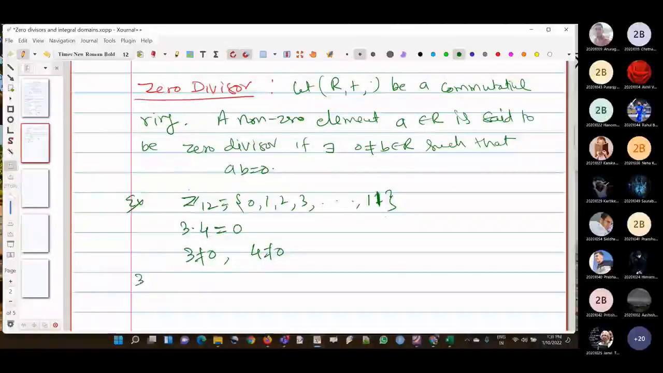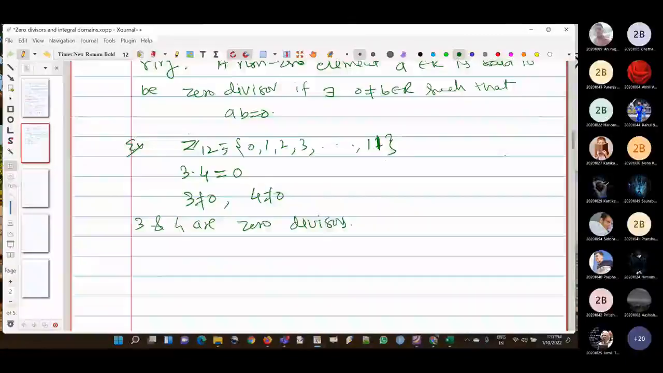3 and 4 are zero divisors. And of course, we have seen that Zn is a ring. Other examples: in Z30 also, you can get 6 and 5 belonging to Z30. 6 times 5 equals 30.